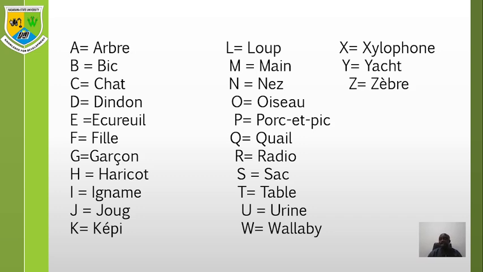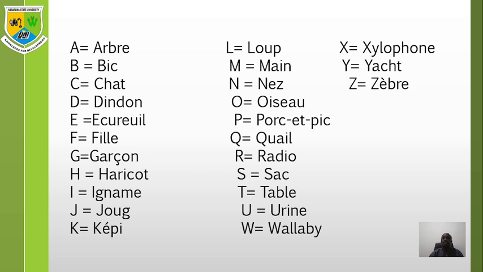Sac. Sac is sac, only that the spelling is different. Table. T means table. Table means table. Urine means urine in English, but we call it urine in French. Valabi means hare, that animal with long ear.